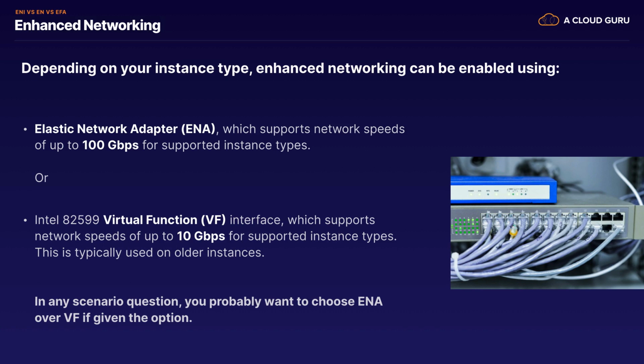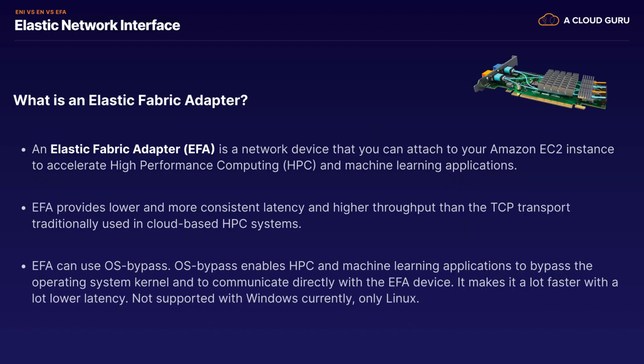So in any scenario question in your exam, you probably want to choose ENA over VF if you're given the option. I'm not sure if you will get VF as an option. Most of the time they just say you've got an EC2 instance that's doing really extreme network workloads, and you need like 50 gigabits per second up and down. Should you use an ENI or multiple ENIs, or should you use an Elastic Network Adapter? You want to use Elastic Network Adapter because it's built for those speeds. Adding more and more ENIs won't necessarily speed up your network throughput.